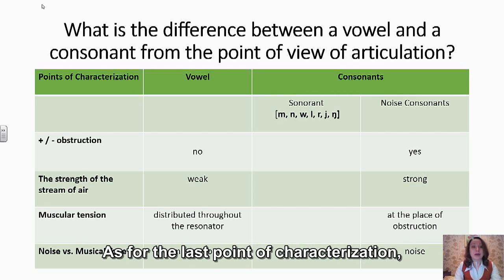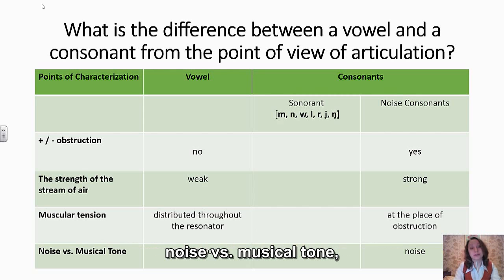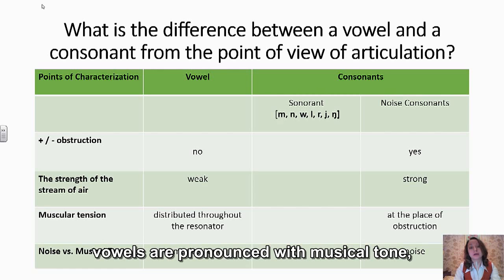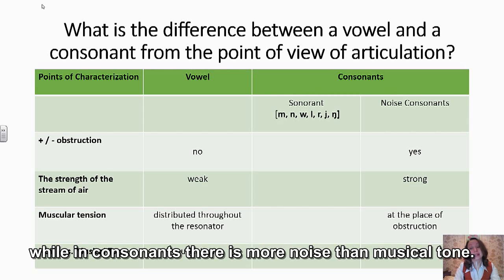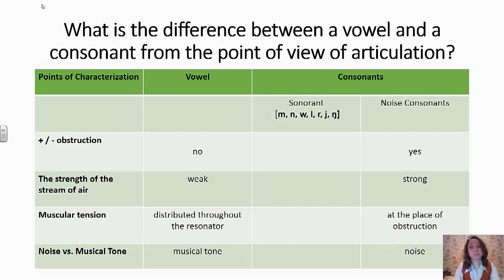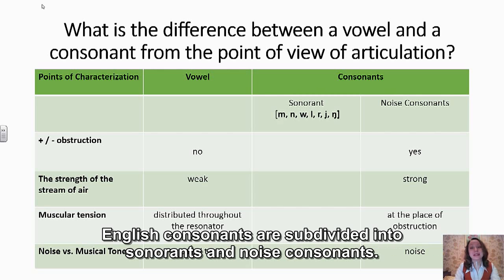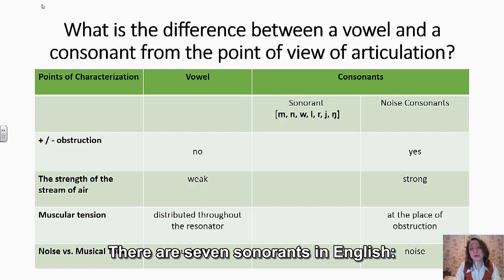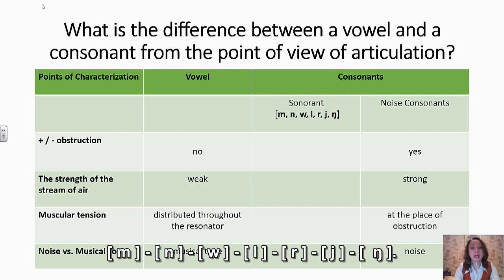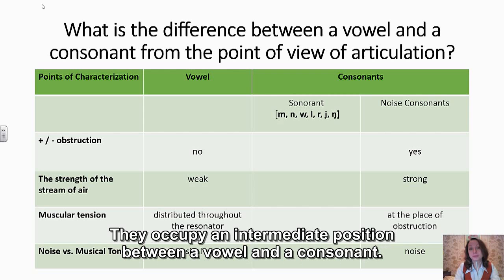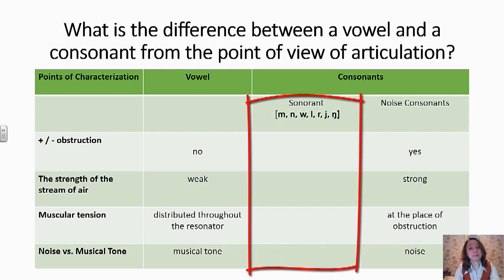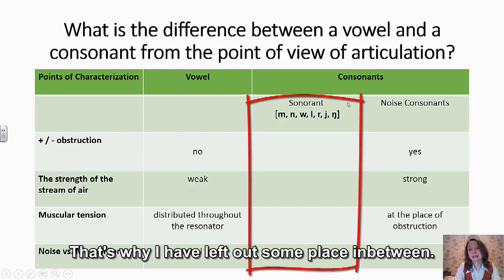As for the last point of characterization, noise versus musical tone, vowels are pronounced with musical tone, while in consonants there is more noise than musical tone. English consonants are subdivided into sonorants and noise consonants. There are 7 sonorants in English: m, n, w, l, r, y, ng. They occupy an intermediate position between a vowel and a consonant. That's why I have left out some place in between.